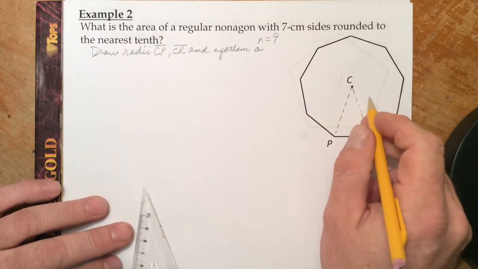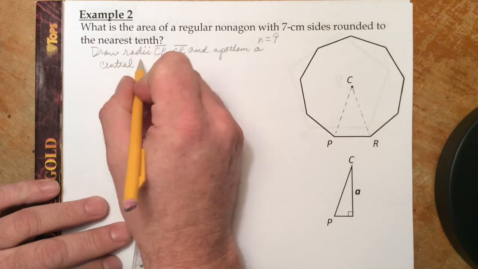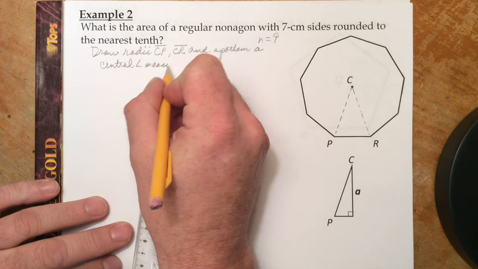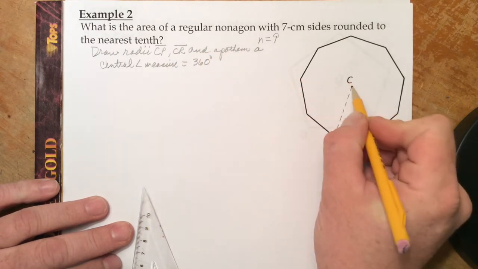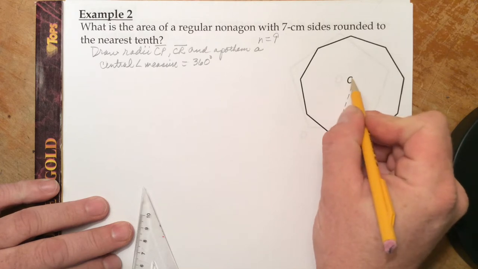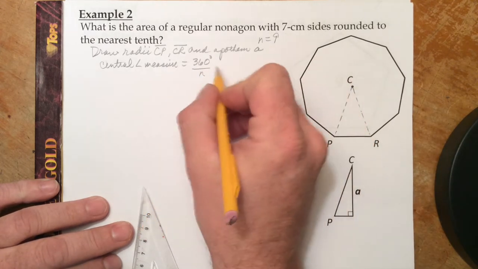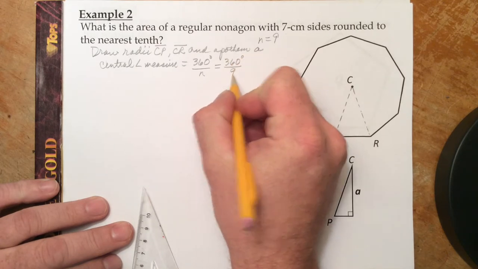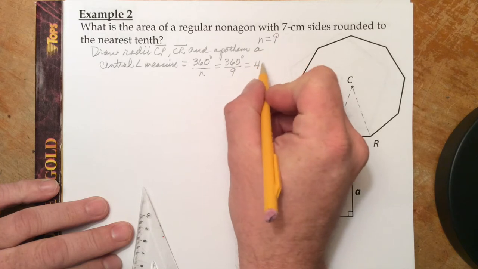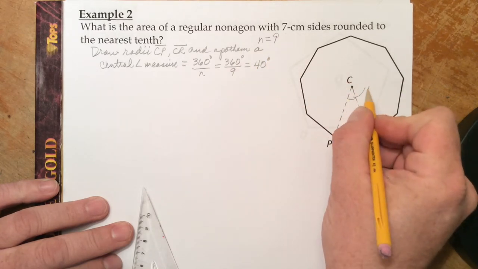And before we draw the apothem, let's find the central angle measure. Central angle measure is 360 degrees. Since we're going off the center, it's going to go all the way around 360 degrees, divided by the number of angles or sides, which is 9. So 360 degrees divided by 9, and we work that out, and we get 40 degrees. So the measure of a central angle here is 40 degrees.